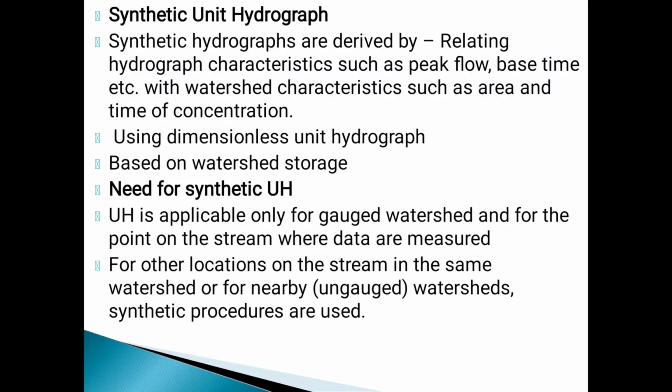Next one, what is meant by synthetic unit hydrograph? Synthetic hydrographs are derived by relating hydrograph characteristics such as peak flow and base time with watershed characteristics such as area and time of concentration, using a dimensionless unit hydrograph based on watershed storage. A unit hydrograph is applicable only for a gauged watershed and for the points of the stream where data are measured. For other locations on the stream in the same watershed or a nearby ungauged watershed, synthetic procedures are used.